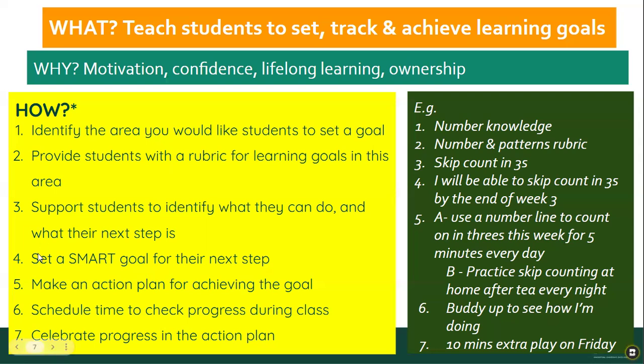The next thing is to make a plan for achieving the goal. So setting the goal itself is not going to mean that they're going to do it. So for number 5, I have got 2 action steps here. The first thing the student's going to do is use a number line to count on in 3s this week for 5 minutes every day. So they would need to work out exactly when they're going to do that. And B is to practice skip counting at home after tea every night.